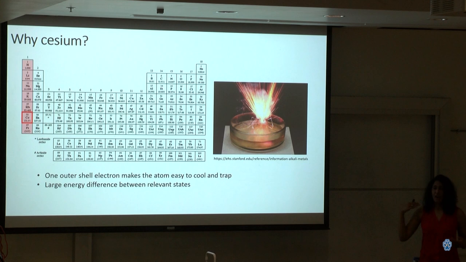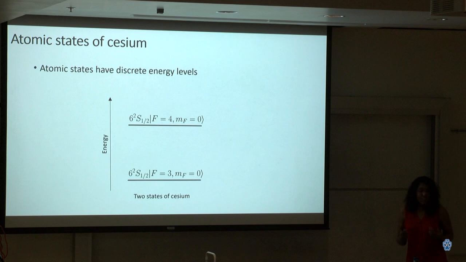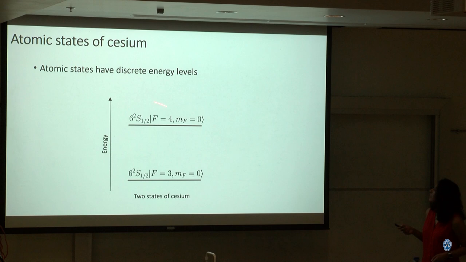So what we are actually going to be doing is manipulating different internal states of the atoms. Atomic states have discrete energy levels. They're quantized. That's where quantum mechanics comes from. We're actually going to focus on two specific internal atomic states of cesium. If you're familiar with quantum mechanics, these are the actual states that we care about here. They're hyperfine states. That's what these Fs mean. And they arise because of mixing between the nuclear spin and the electronic spin of cesium.